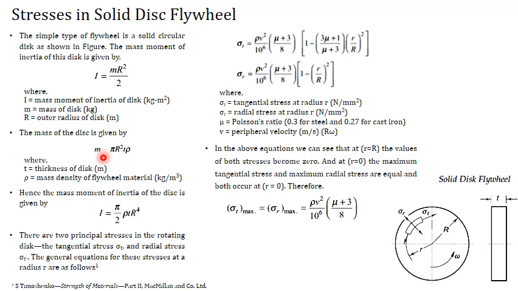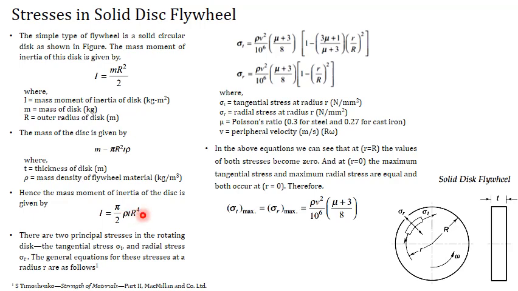Now putting this value in the previous equation, we find the moment of inertia I is equal to pi by 2 rho t r raised to power 4. So we can see that I is a function of the density of the material, the thickness of the disc, and r, the radius. If we fix the thickness and material for the flywheel, then I increases with the fourth power of the radius.